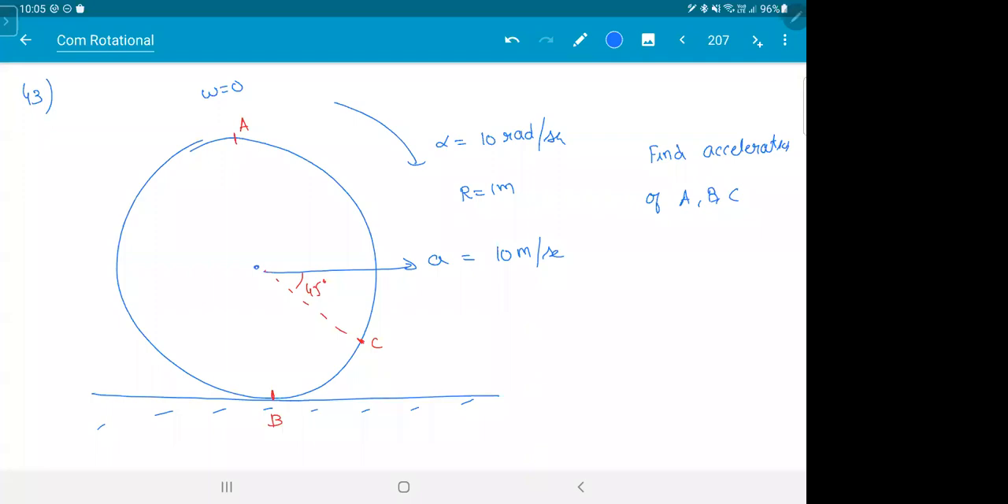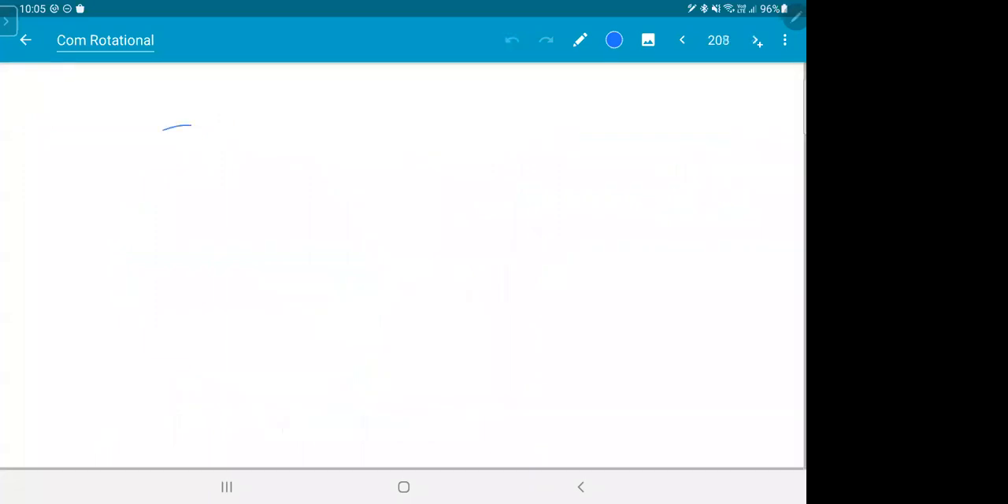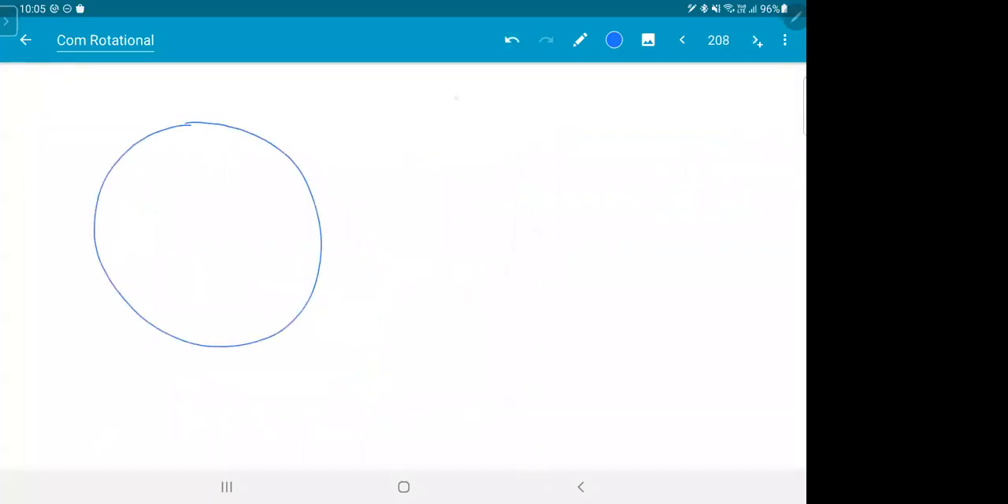Let me show you. See, at this point, what is the acceleration? Here it is A plus r alpha, and here it is A minus r alpha. Everyone got this? This is 0, no? A was 10, and r alpha, how much was it? 1 into 10, that is also 10. So this was 20. And this was point C, right?